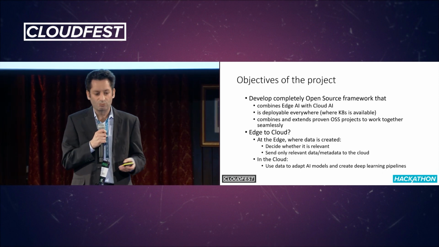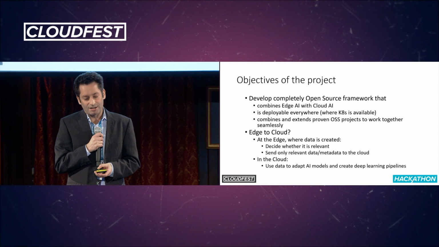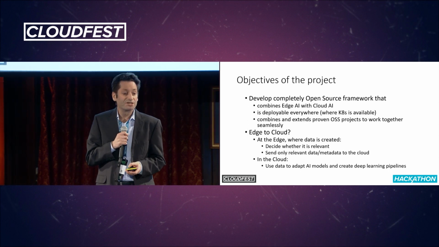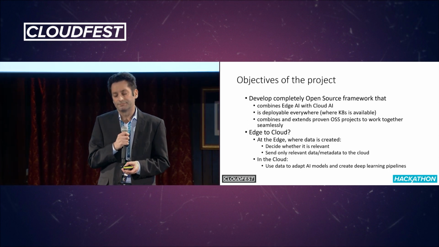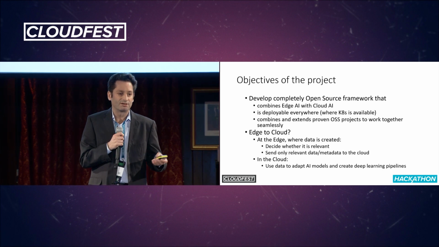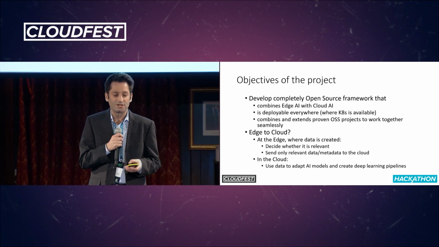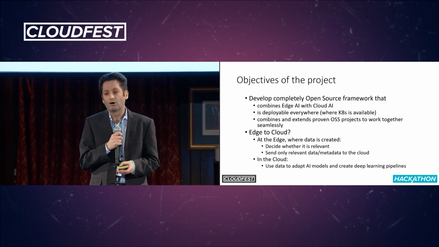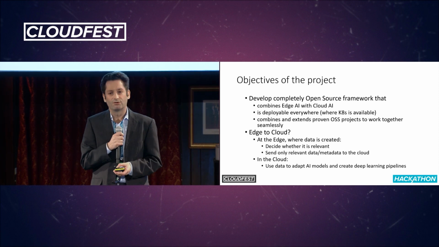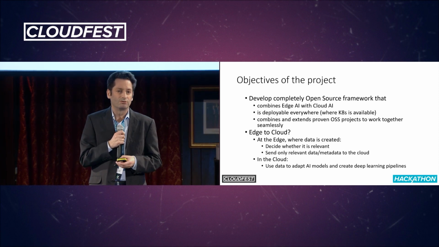Edge to cloud, what is this? Edge is close to where the content is created. So, for instance, you have video or sensor data, and you want to decide on the edge whether it is meaningful for the cloud or not.